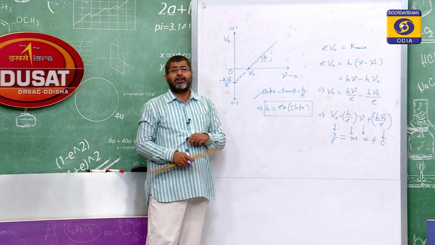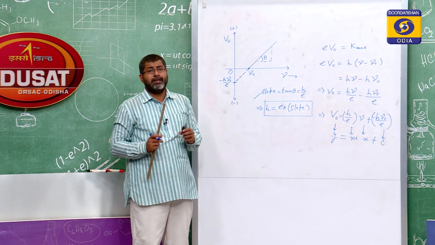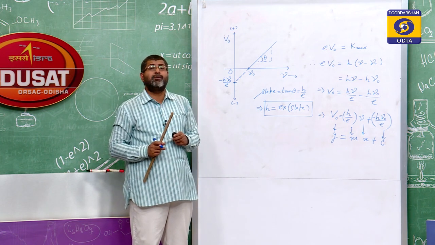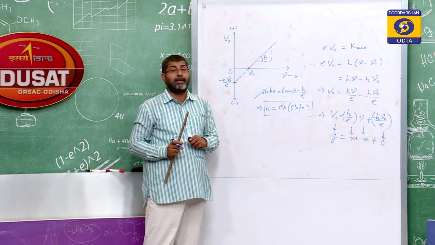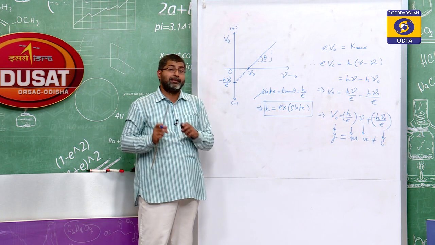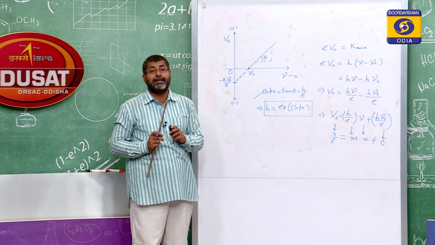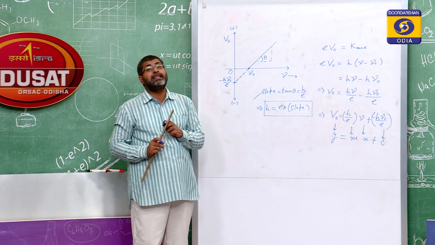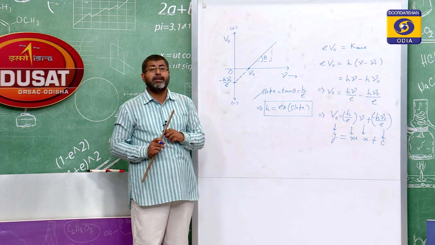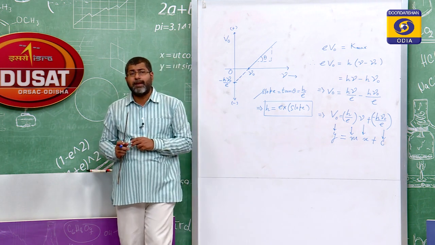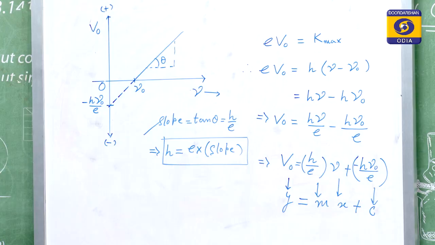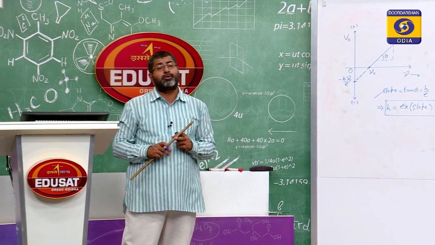Now, let us come to the next idea, how Einstein was actually able to explain the laws of photoelectric effect. This is the most crucial thing. Einstein got a Nobel Prize for explaining the law of photoelectric effect. Now, I want to elaborate how Einstein was able to put forth the laws of photoelectric effect and how he was able to explain them.